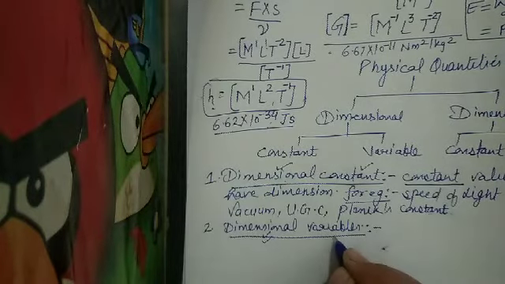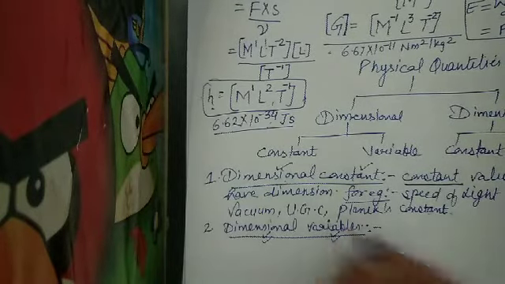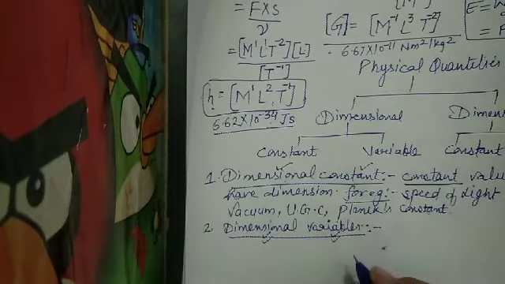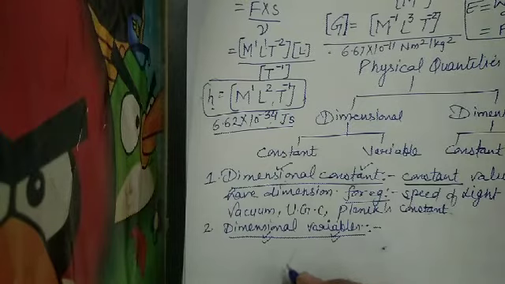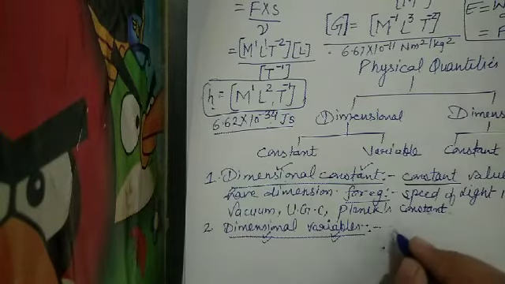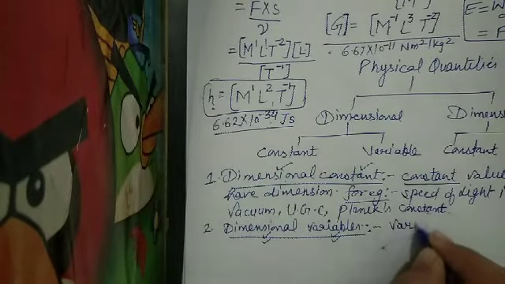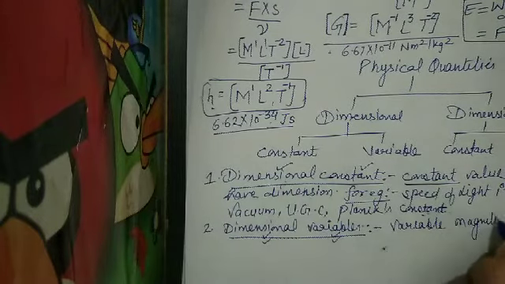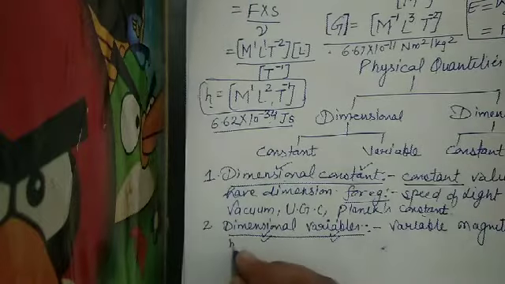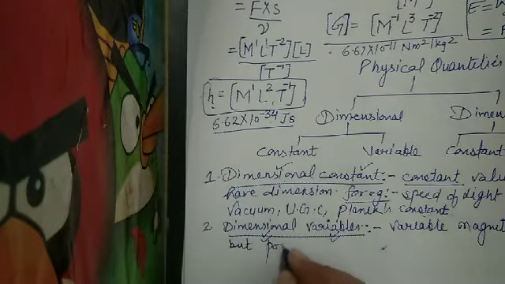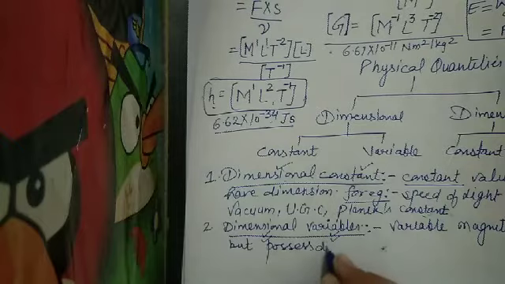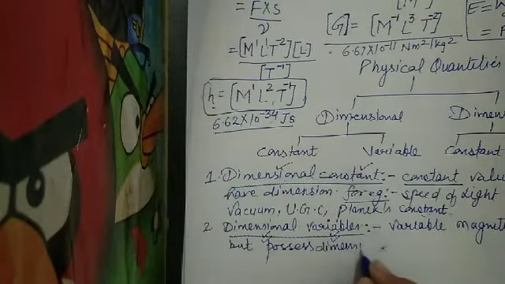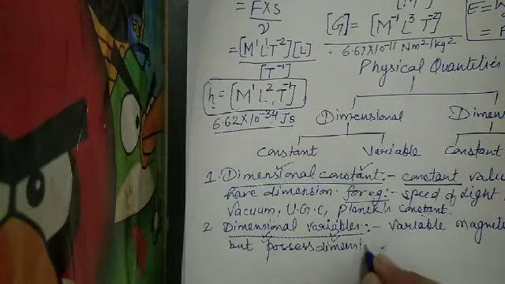Having dimension but changing value, not constant value. Means what? इनके पास अपनी वैल्यूज हैं बट वैल्यूज फिक्स नहीं है. It means variable magnitude but possess dimension. So they are termed as dimensional variable.